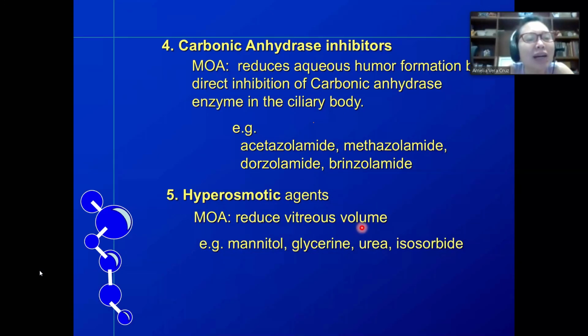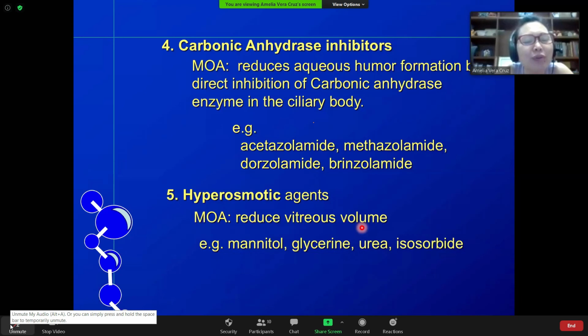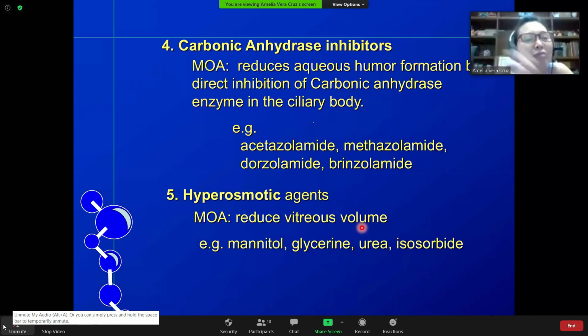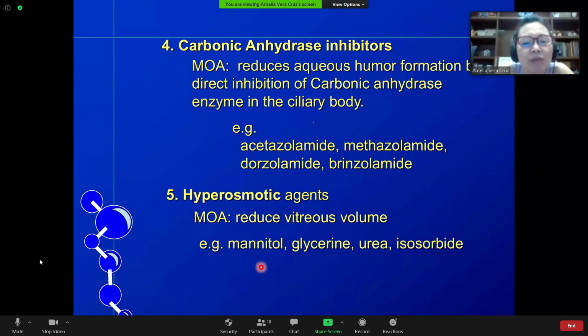Parang buong eyeball, i-decrease niya ang IOP. Lahat, pati yung vitreous volume mo. Wala sa anterior chamber, wala sa posterior chamber. Ang effect niya, nasa vitreous chamber. Okay? So, that is the effect of mannitol, your glycerin, your urea, and isosorbide.